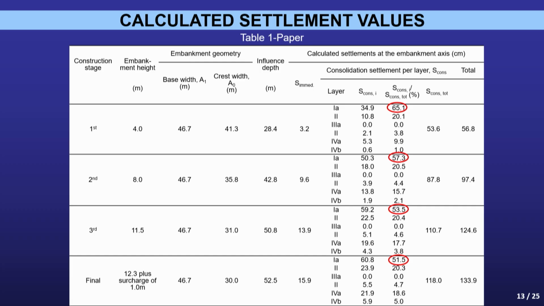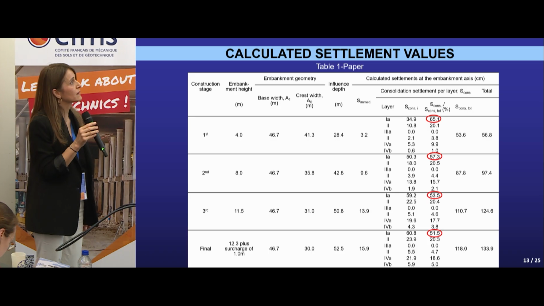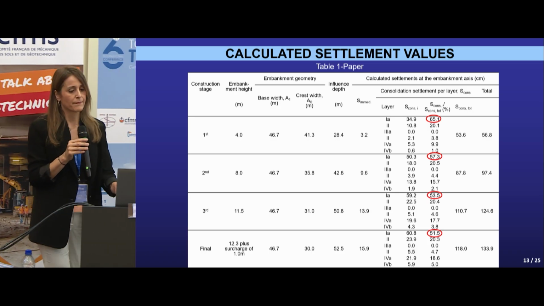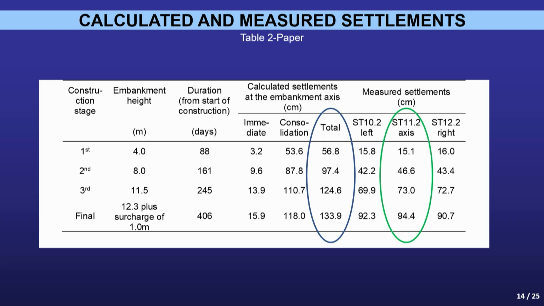This table tells us two things: that the immediate settlement is only a small part of the total settlement, and that the contribution of the surface layer in terms of consolidation settlement is predominant. Let's compare now the values we have calculated with the ones we have measured.